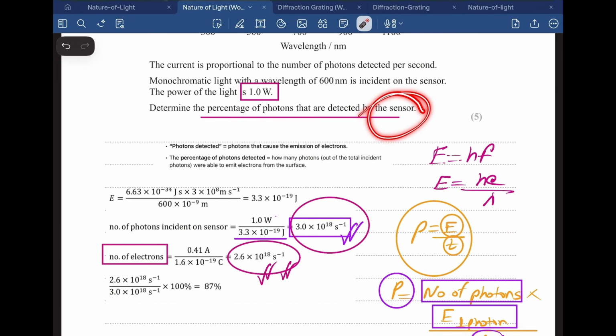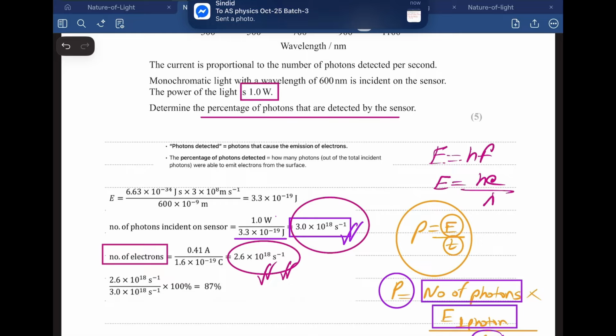How will the sensor actually detect the photons? The sensor will only be able to detect the photons by looking at the number of electrons emitted, because one photon will only emit one electron. This is a very important part.